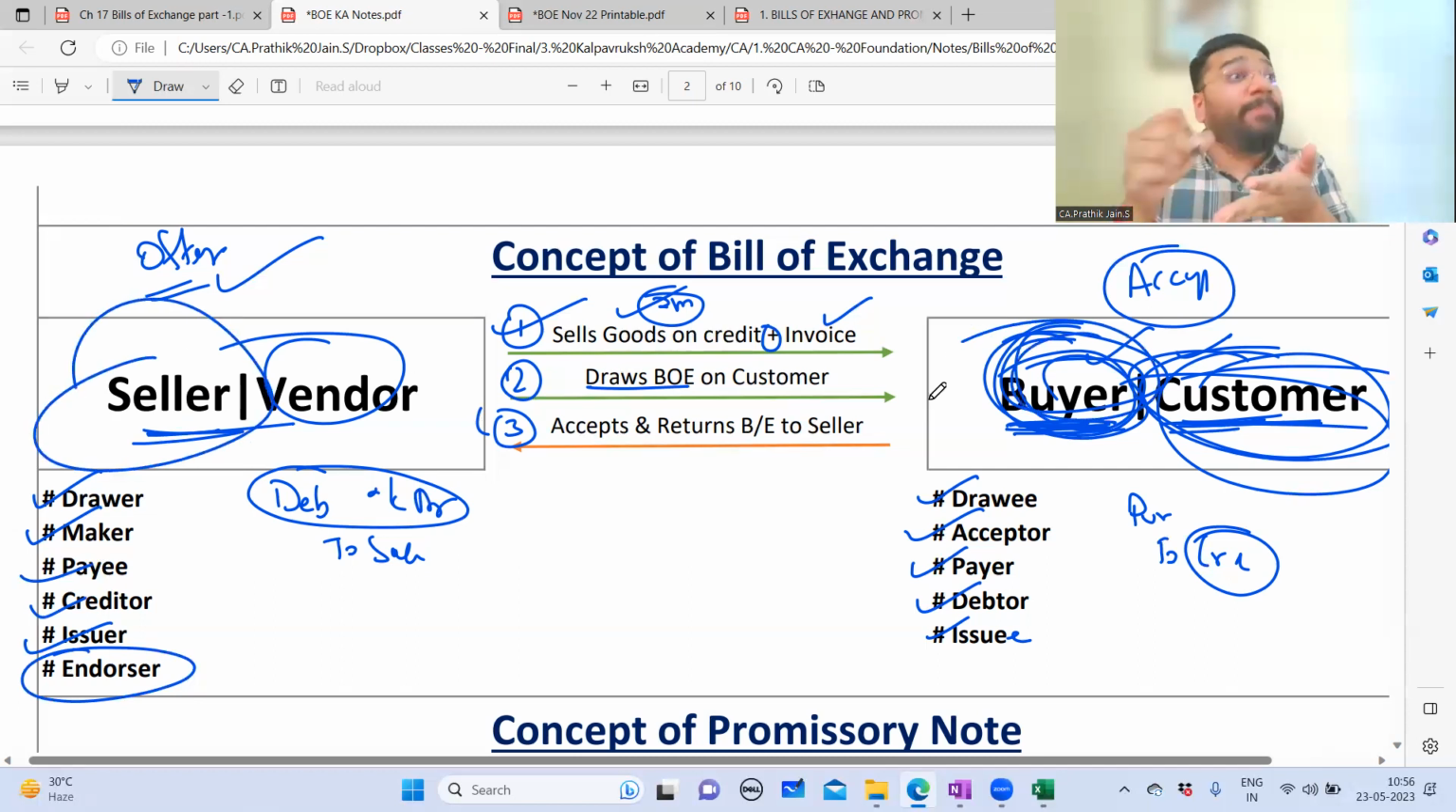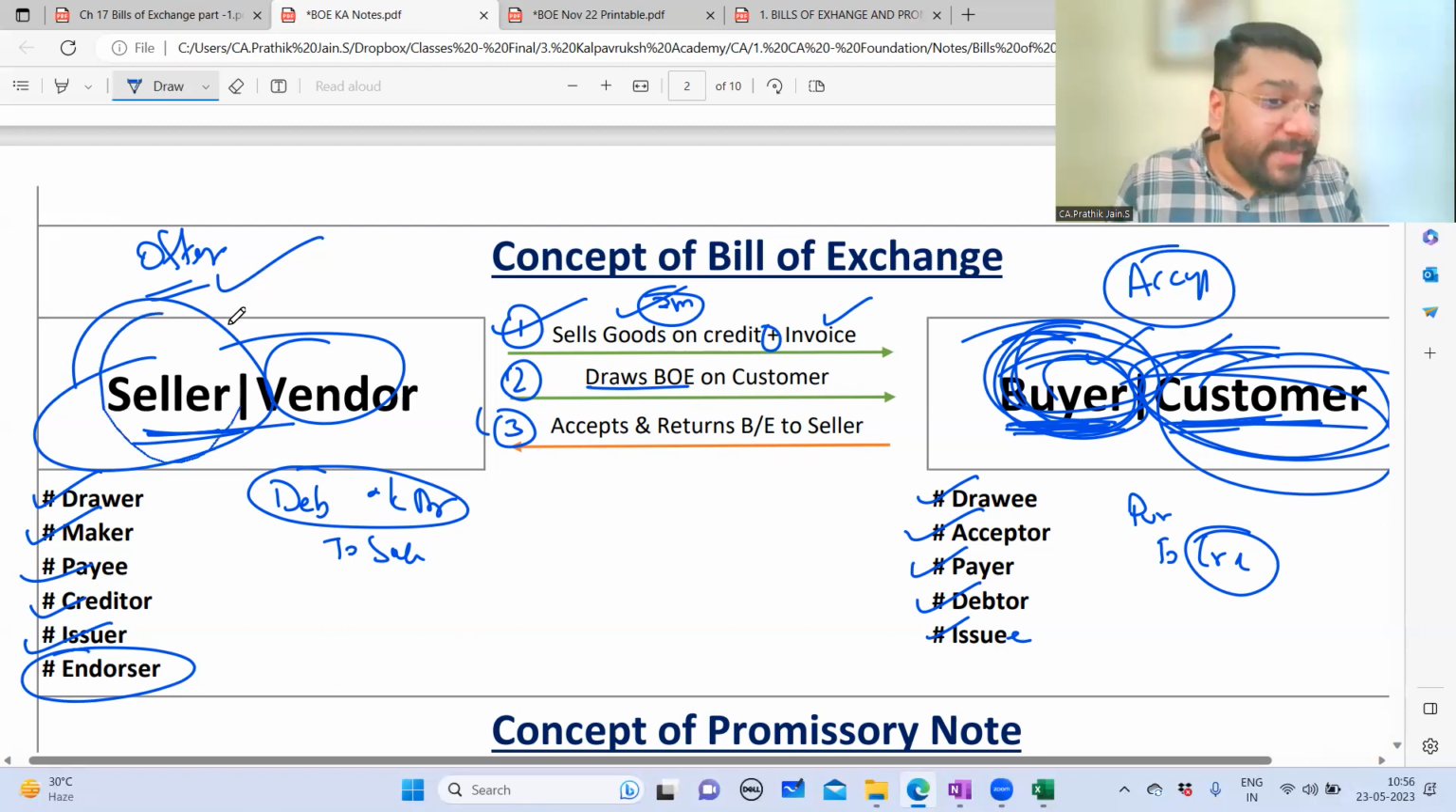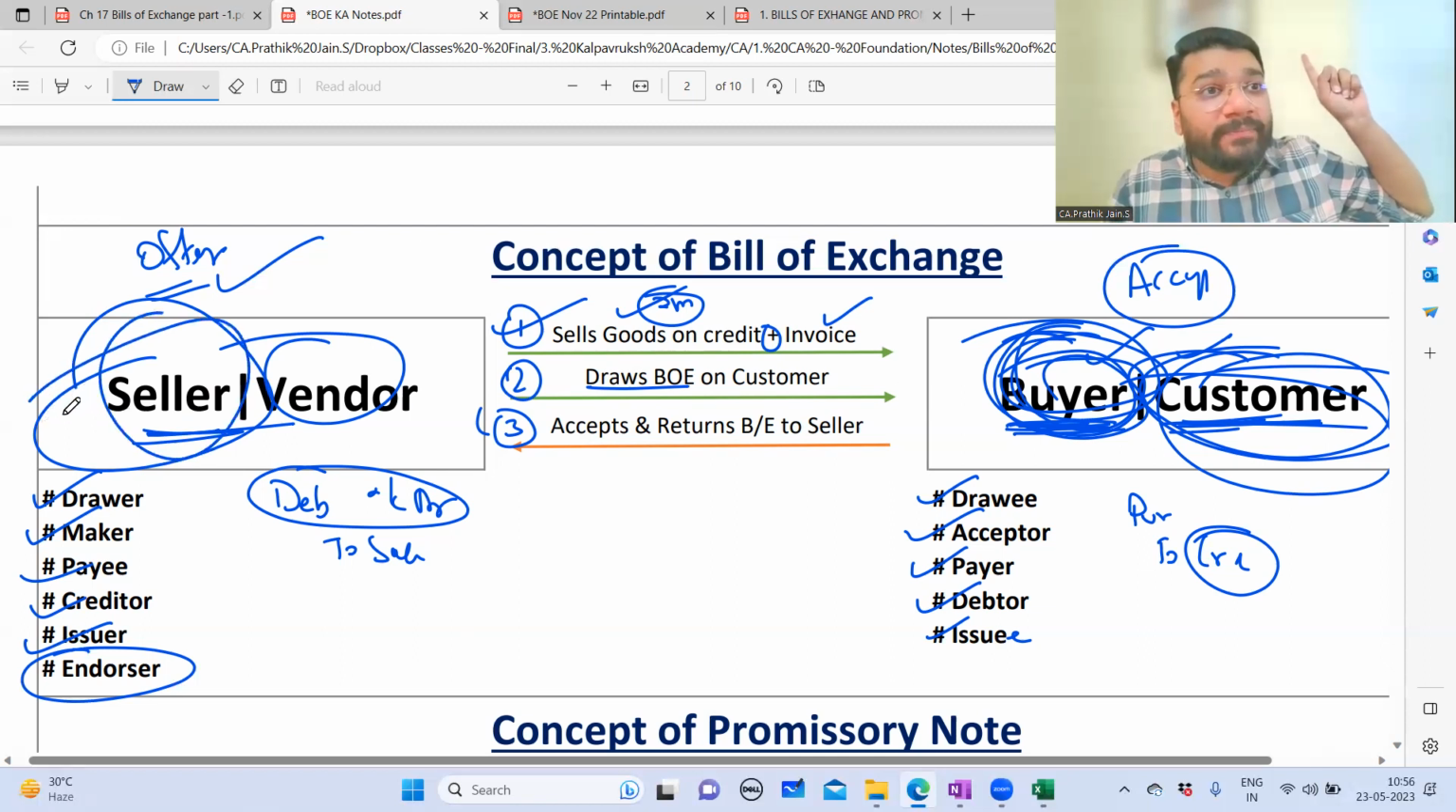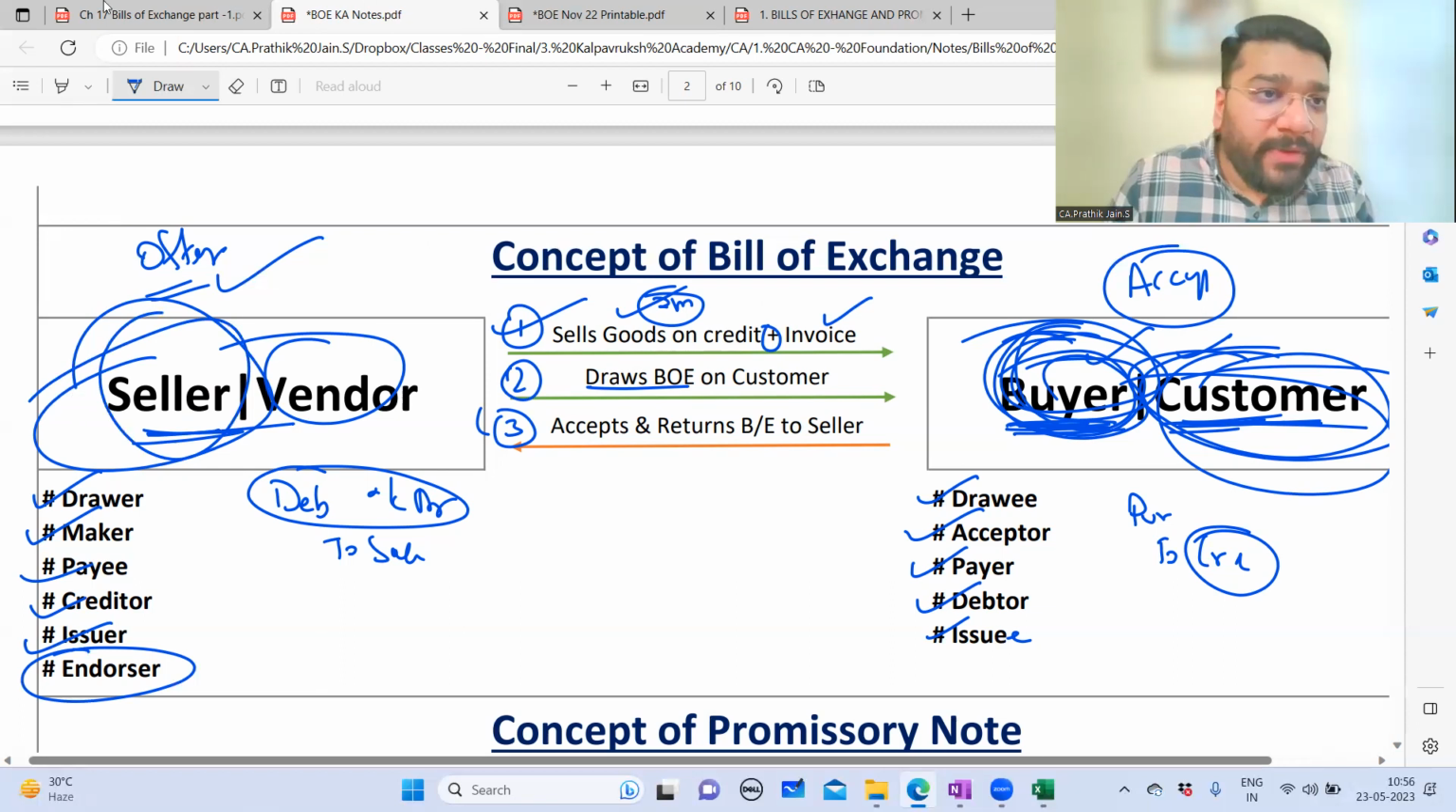The buyer has to accept it. Acceptance is important. In bills of exchange, acceptance is important. And then he has to hand over the document back to whom? The seller again. So who is the ultimate holder of the bill? The seller is the holder of the bill. This is the concept of bill of exchange. Please tell me if you have any difficulties. Online people, hello.